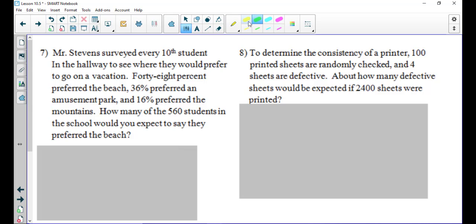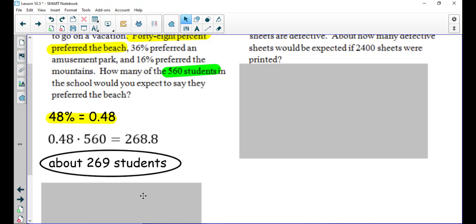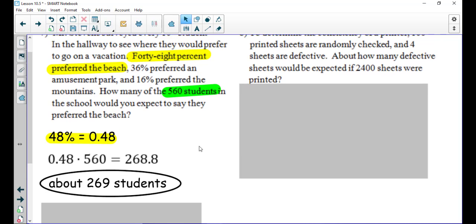Well, in our sample, we're actually given the percentage. We're given that 48% already who prefer the beach. We can ignore the 36% and the 16%. Our population size is 560 students. So I automatically took my 48% and wrote it as a decimal. That is from my sample. And then I took 0.48 and multiplied it by my population size, which is 560. That gets me 268.8, so I could say about 269 students. And I would be included in that even though I'm not a student.